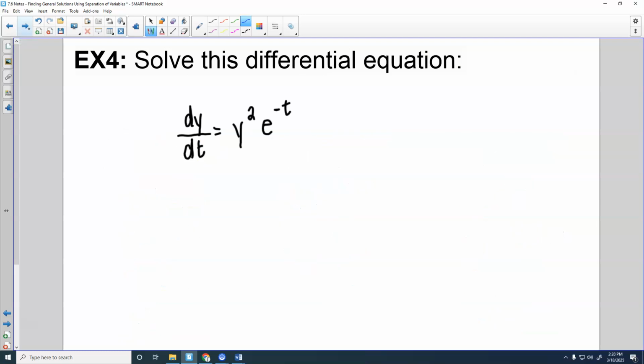Okay, so let's do another problem. We got another example here where we got dy dt instead of dy dx, but that's okay because y and t are our variables. So we always want to multiply by dt first, or whatever's in that denominator, because you're not going to be able to do anything with that. So we got dy equals y squared e to the negative t times dt. All right, what would we need to do next? Divide by y squared.